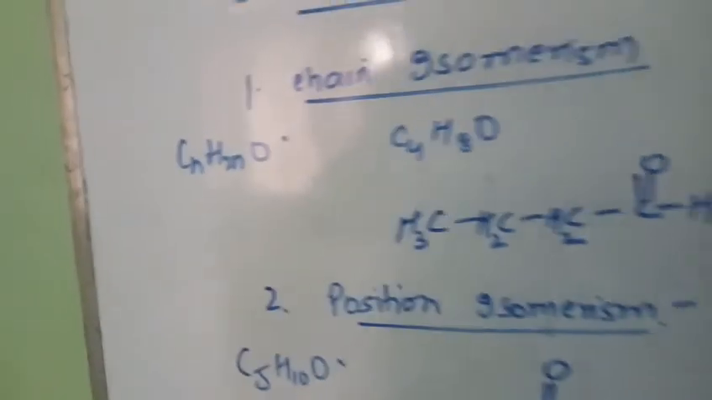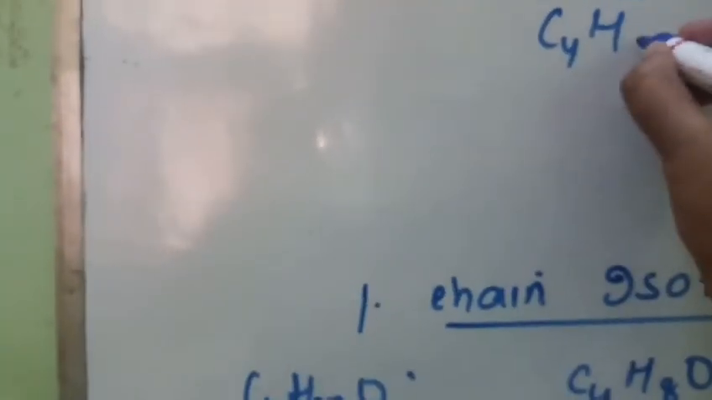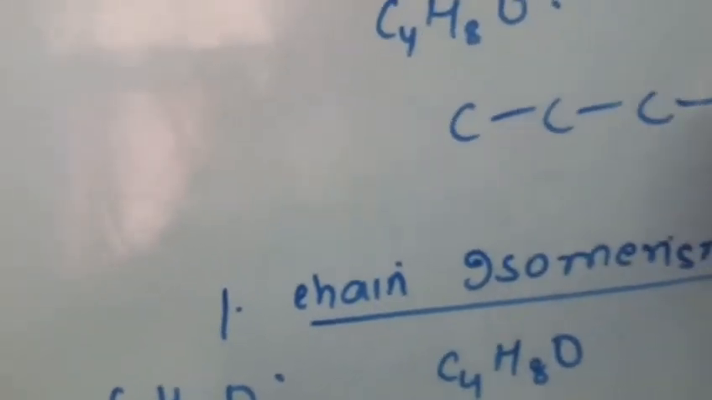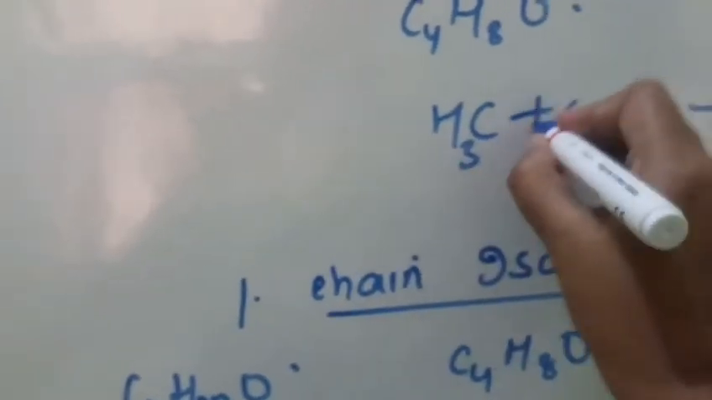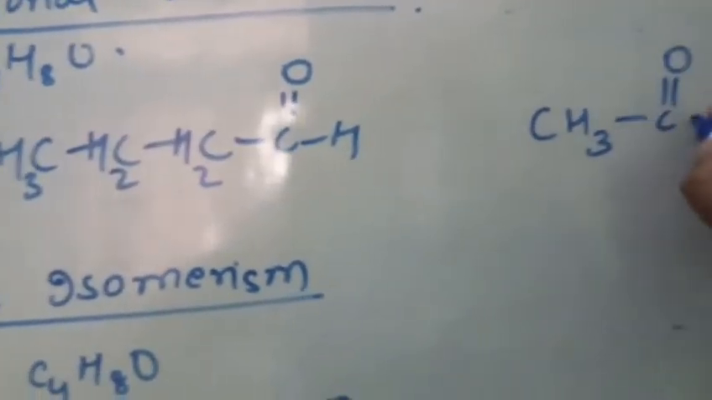Okay, now come to the functional isomerism. In functional isomerism, as I told you in the first year, aldehydes and ketones are functional isomers of each other. So if an aldehyde is given, suppose C4H8O, you can make a ketone out of that. If a ketone is given, you can make an aldehyde out of that. This is butanal, and the functional isomer of this is butanone.